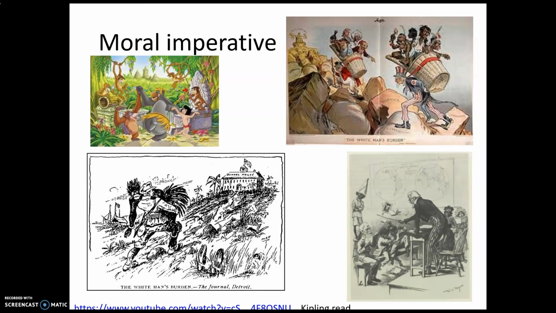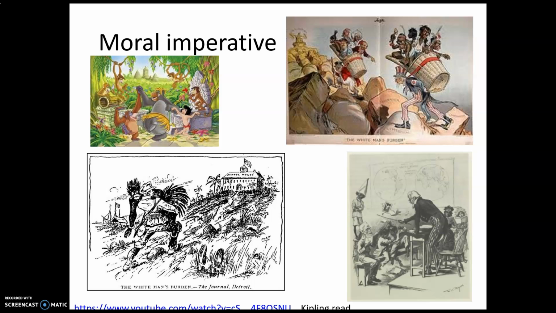Last but not least is this idea of the moral imperative, the so-called white man's burden, as written by Rudyard Kipling. You might Google the poem White Man's Burden by Rudyard Kipling, the same guy who wrote the Jungle Book. I mean, think of the premise of the Jungle Book. Mowgli in the forest is not a man. He's half animal, and he must leave the jungle in order to become a man.